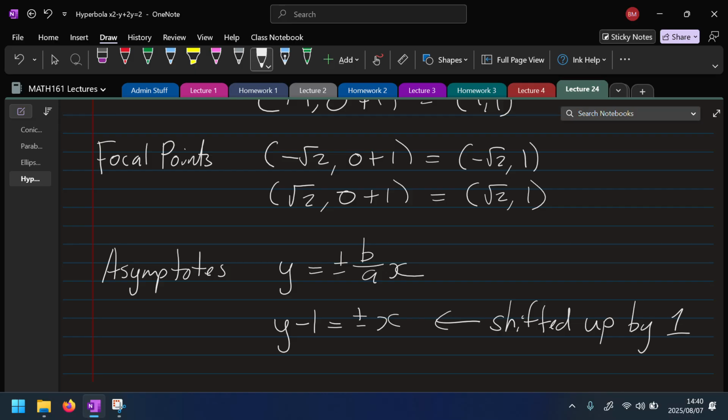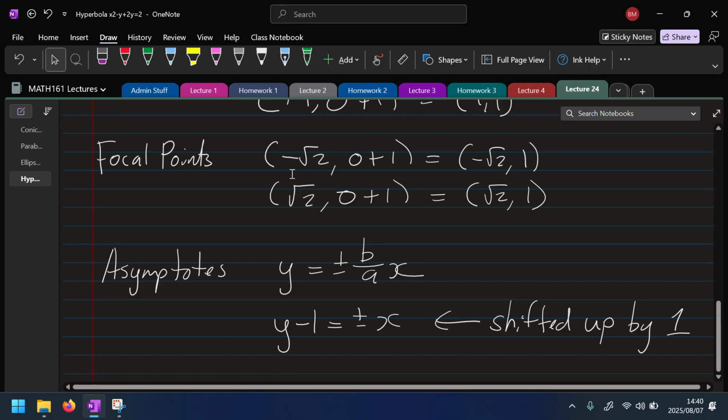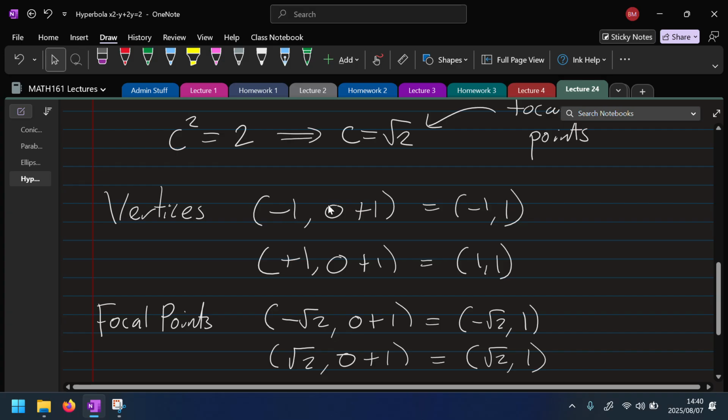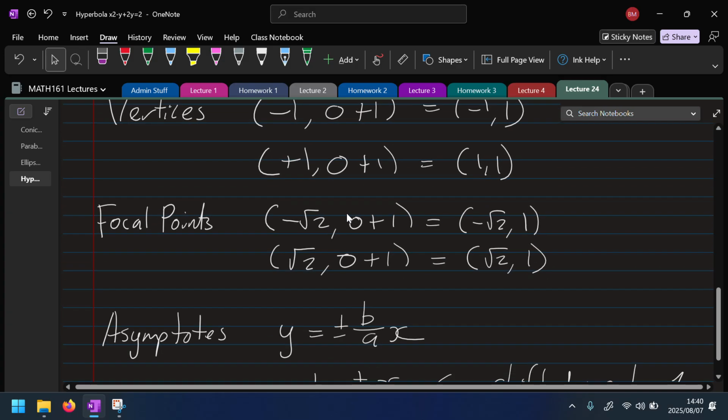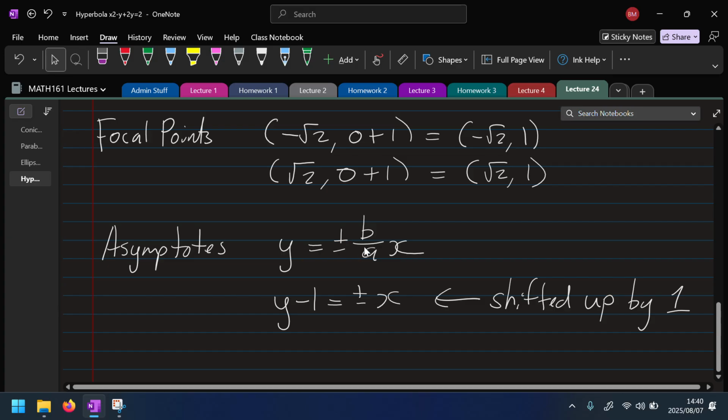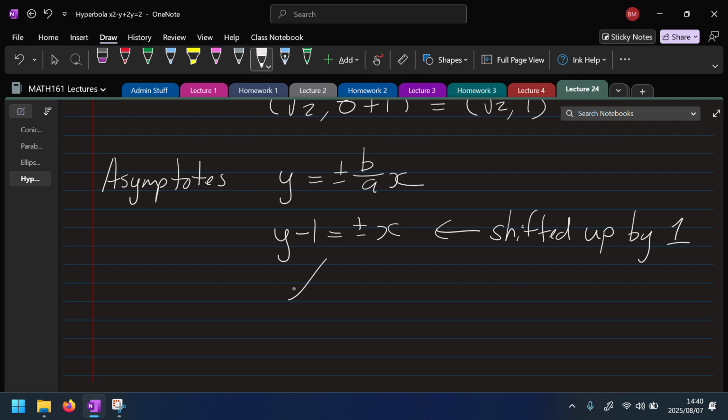Okay, so again, whatever shifted, you do everything exactly the same, and then at the end, you just shift everything up. So like we did here, the vertex was -1, 0, but then shifted up. Focal point was -√2, 0, but then shifted up. The asymptote was y equals plus or minus x, but shifted up. You always just add the shift every time. So this will give us two asymptotes, one with the plus, one with the minus. So it will be y equals x plus 1 and y equals minus x plus 1.